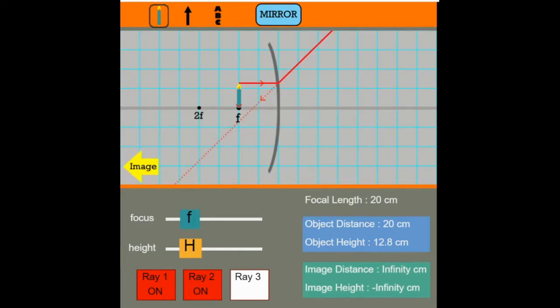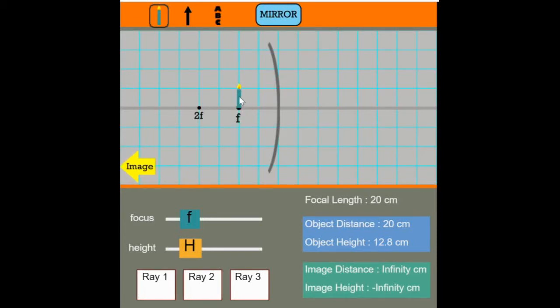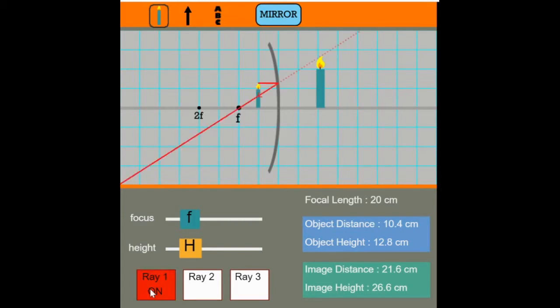Okay, what are the characteristics of the image when the object is placed at F? We cannot see the image. It is at infinity that the image will be formed and we cannot say the properties. Now I am placing the object between F and pole, that is between F and P. So now when I am placing the object between F and P, see the rays R1, R2.